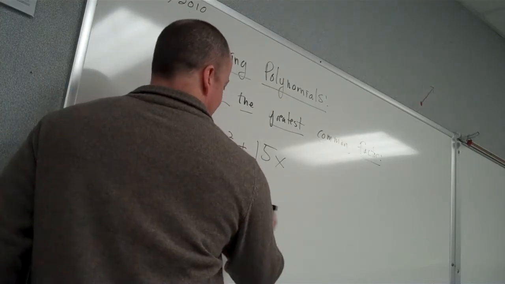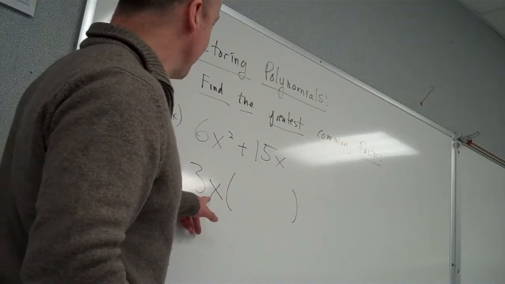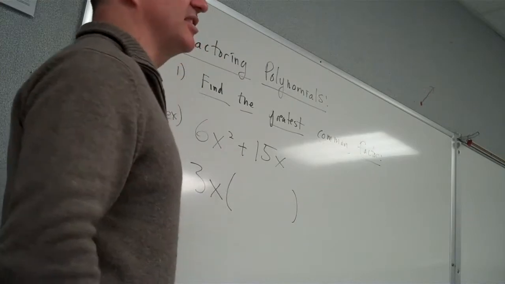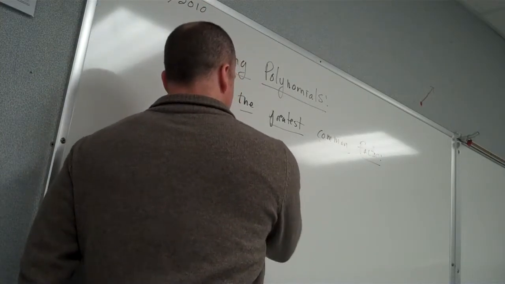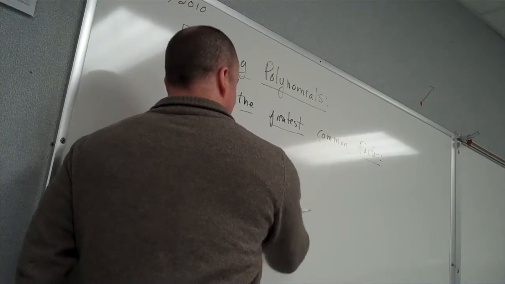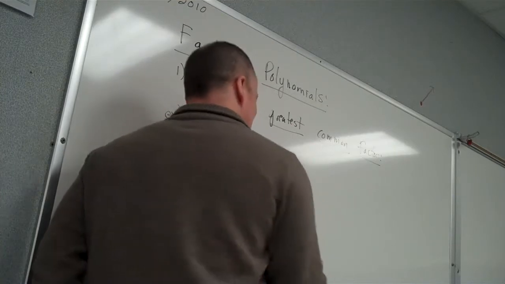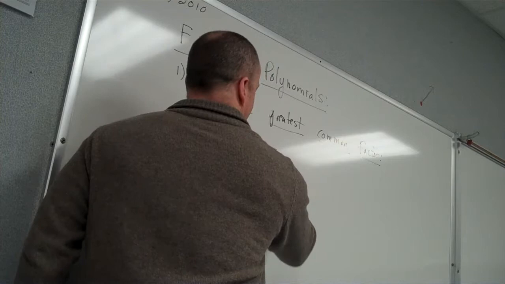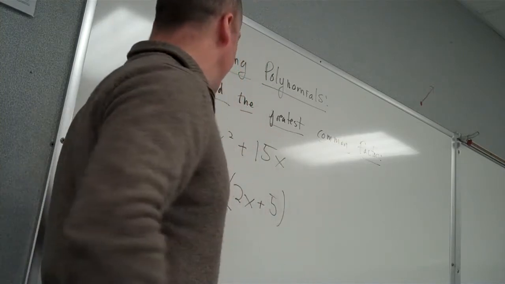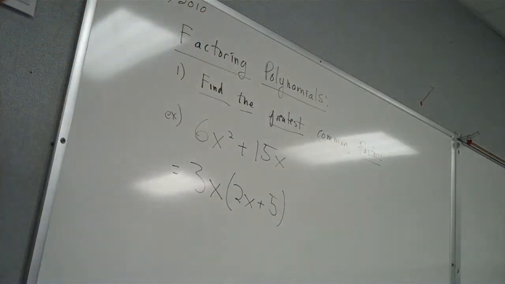Here's how I picture this when you find the greatest common factor. I ask myself, what would I have to multiply by 3x to get back to 6x squared? 2x. 3x times blank gets me 6x squared. 3x times what gets me 15x? 5. So this is 2x plus 5. Not 5x, because 3x times 5x would get me 15x squared. Okay? So that's pulling out the greatest common factor.